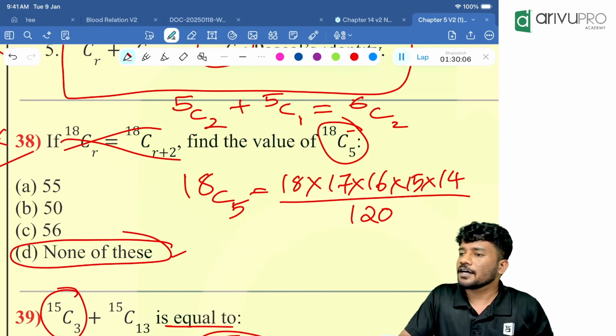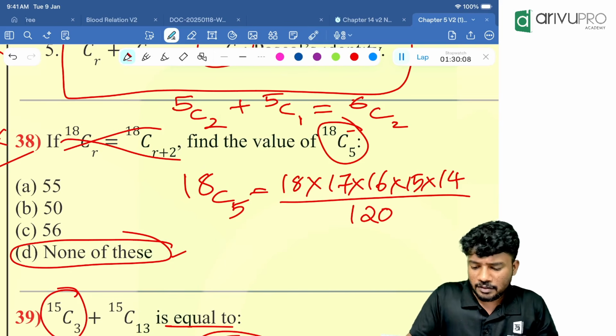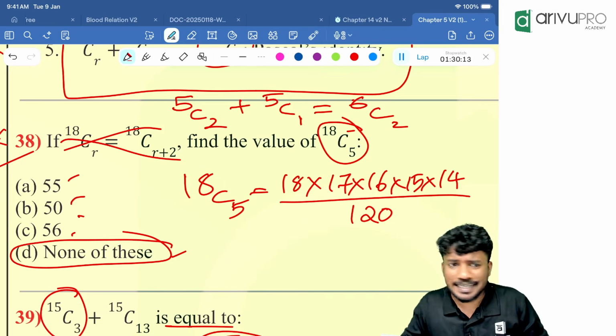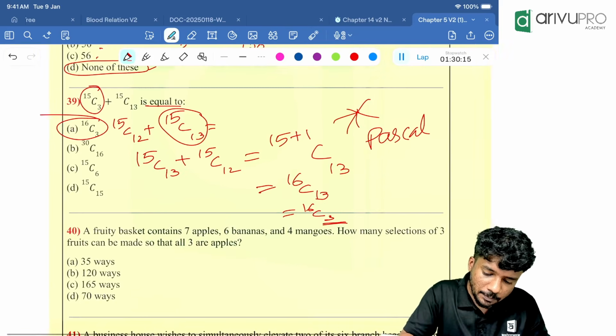None of this, right? How much are you getting? Some bigger value you are getting. Anyway, it is not part of any of it. Okay. Yes. Next question, people.